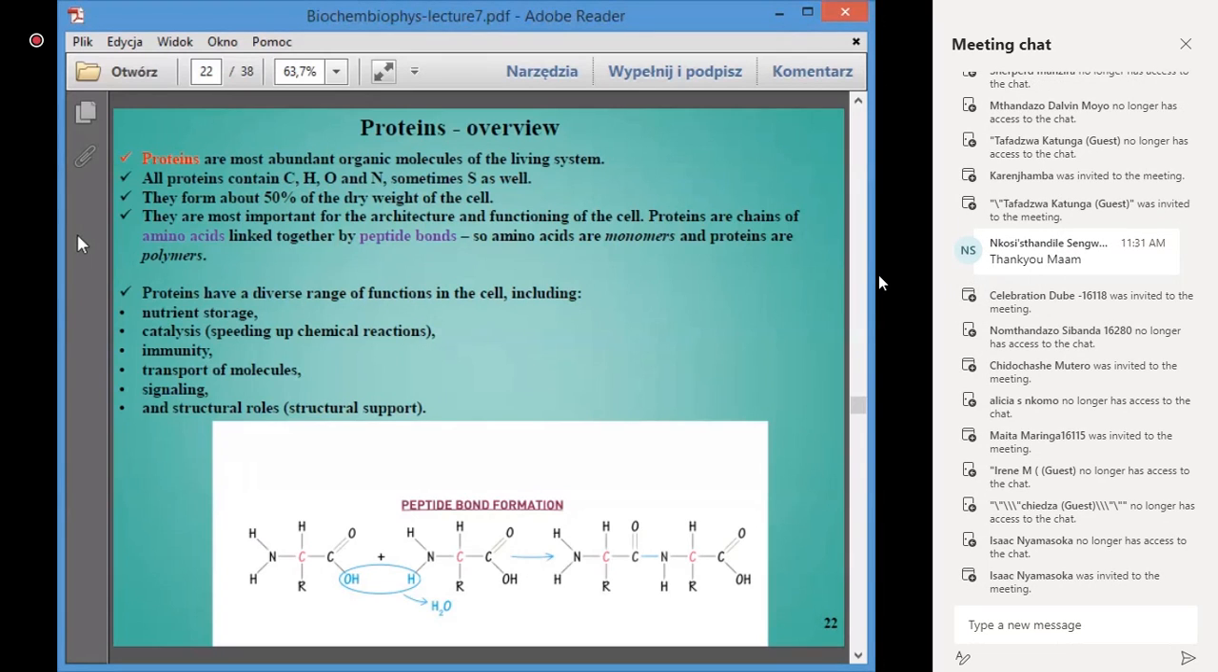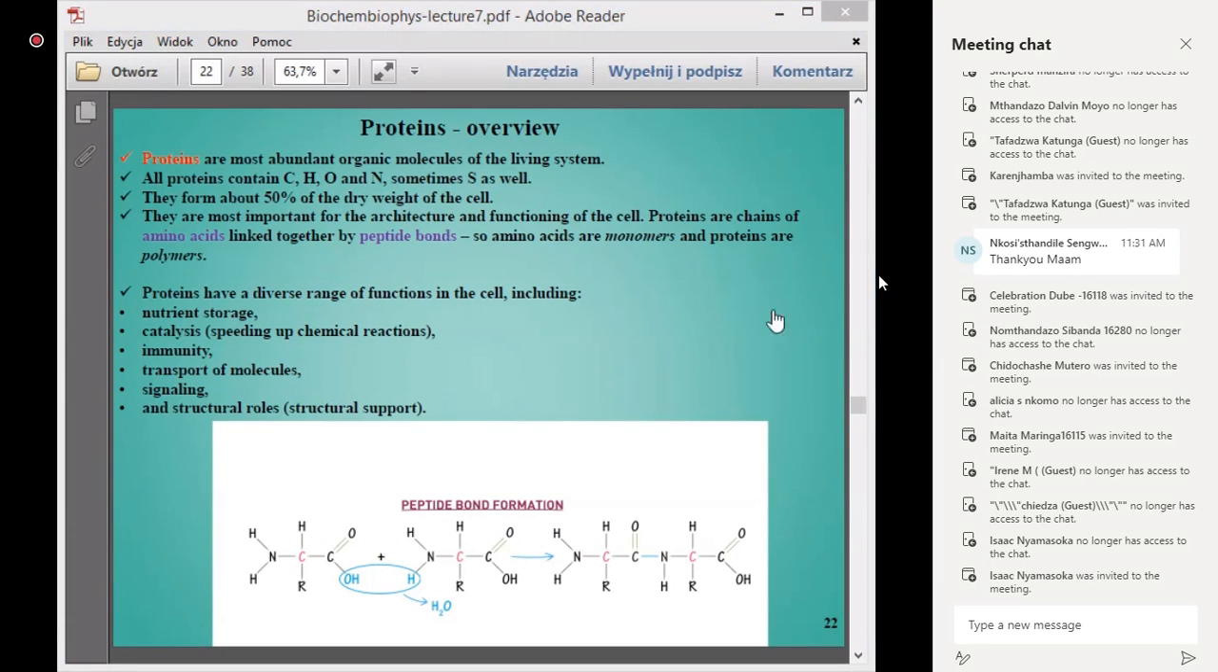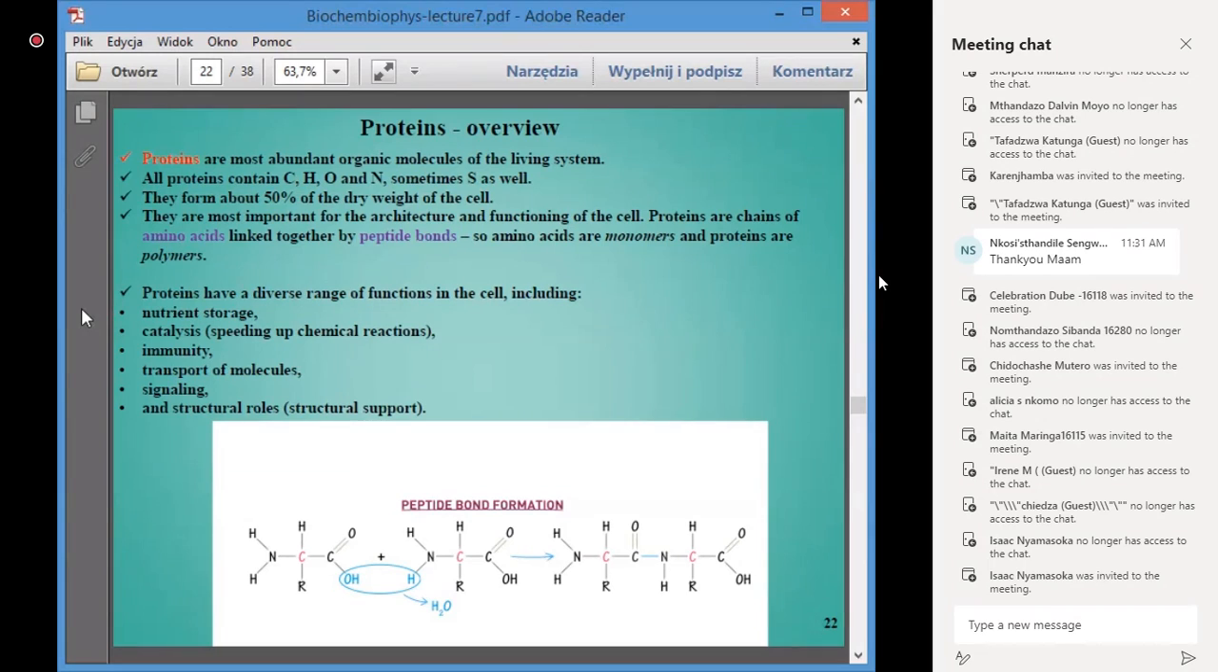They play structural roles, so we can say they are structural support for all cells, and also they play a function in the process of signaling. So they transport some electrical impulses between different parts of our body. So you see, in the case of proteins, maybe the functions are the most diversified in the case of this kind of biomolecules.